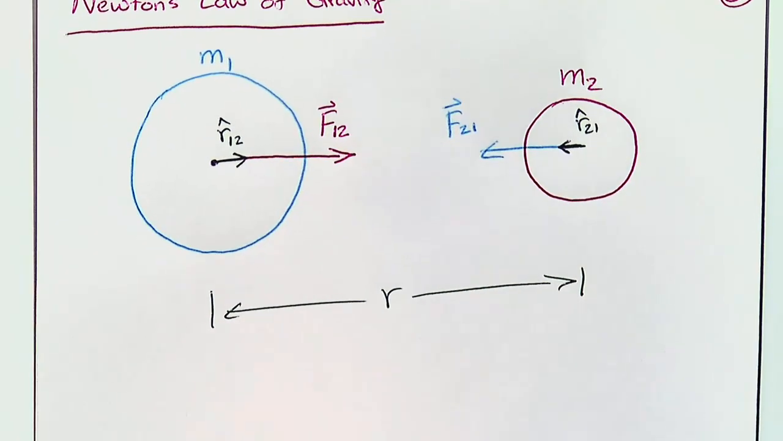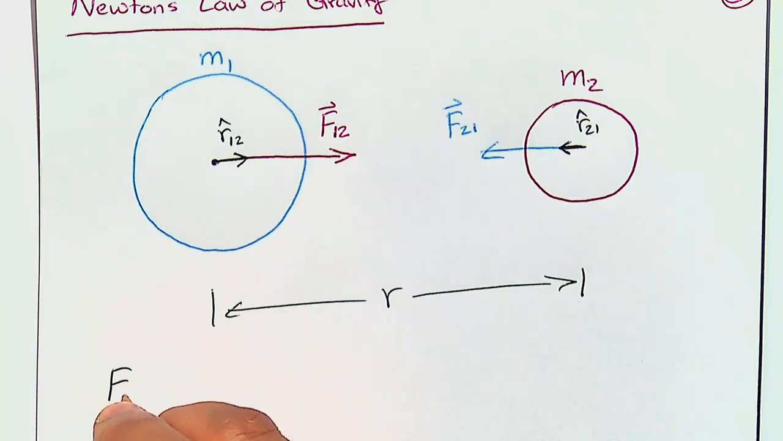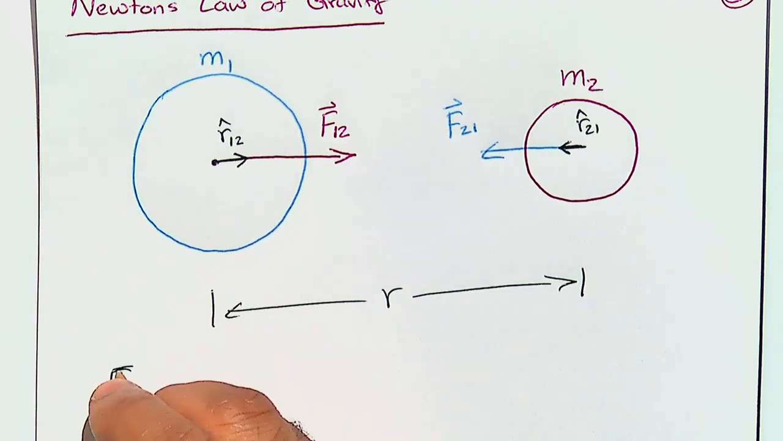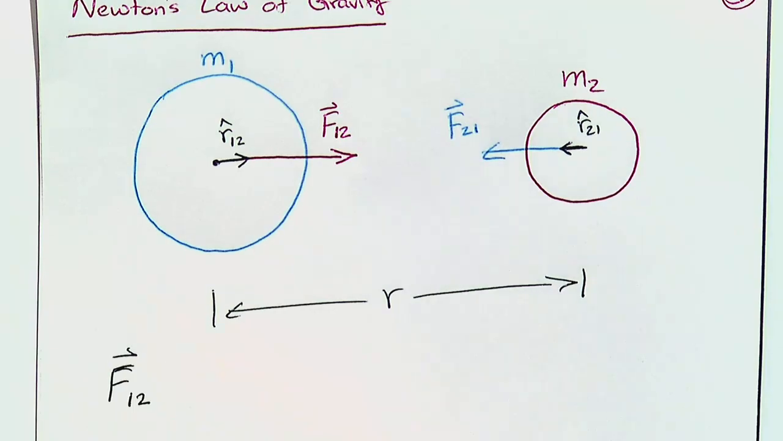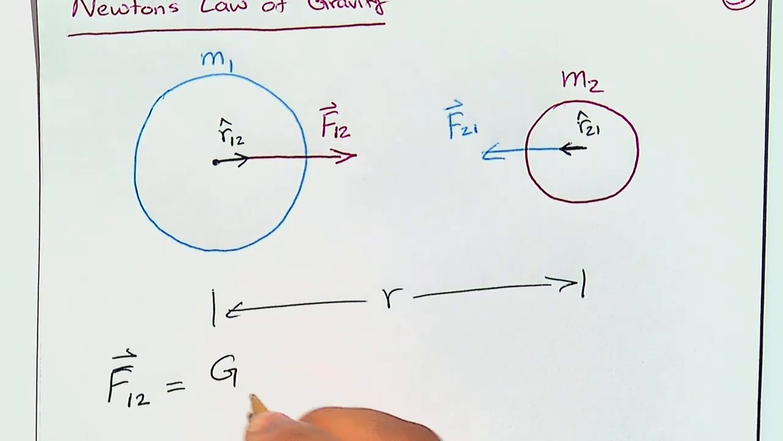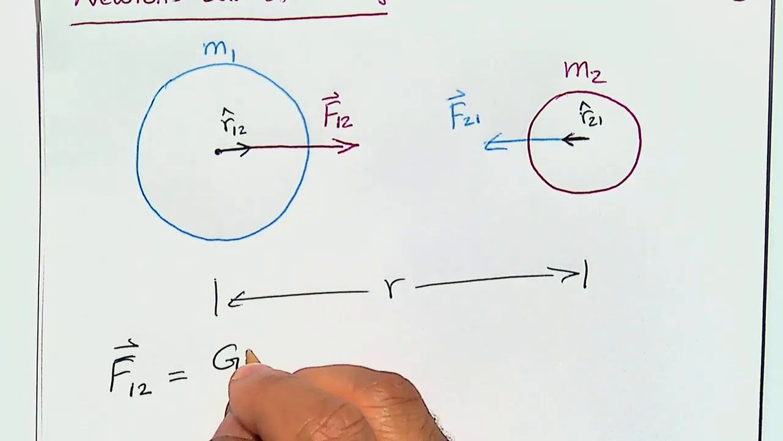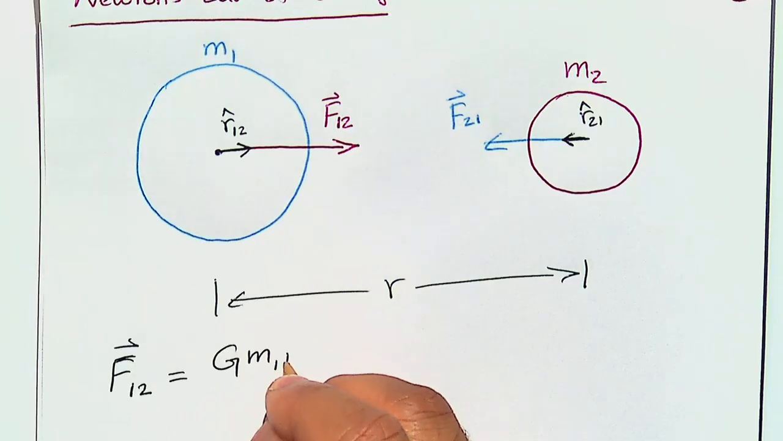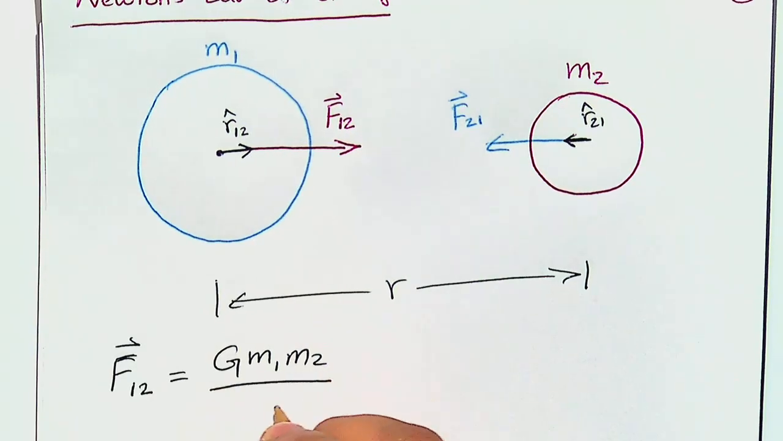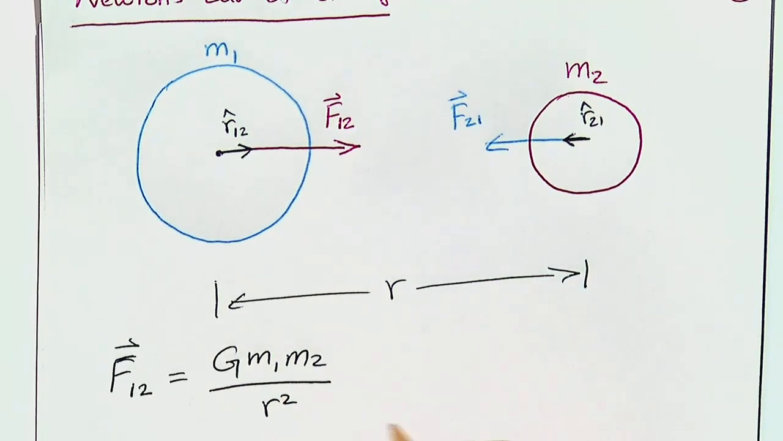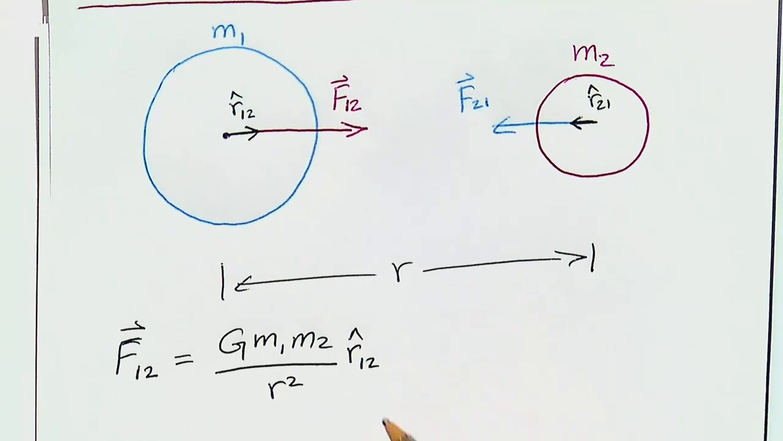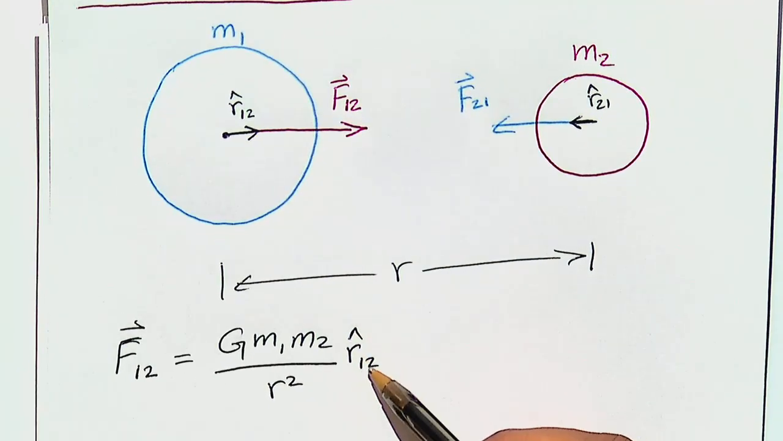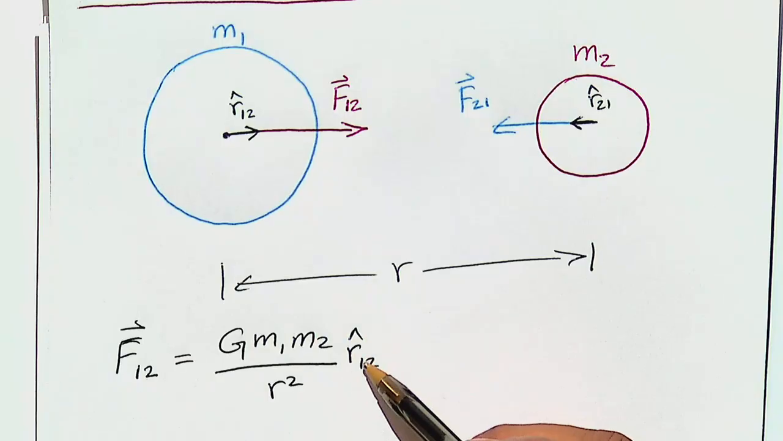So how does the law go? The law goes as the force on 1 by 2 is equal to big G. It's a constant. We'll talk about that in a second. m1 times m2 divided by r squared, r hat 1, 2. So the r hat is keeping track of the direction. This is a force, it's a vector, and therefore it needs a direction.